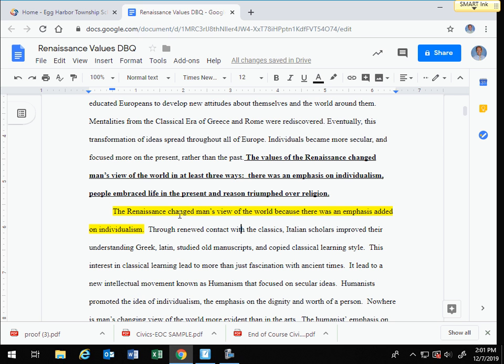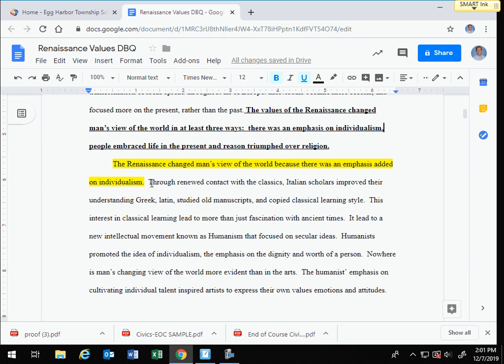All right. The Renaissance changed man's view of the world because, and rather than talking about the other elements, people embrace life in the present or reason triumphed over religion, we're focusing on the emphasis on individualism. So we've got our topic sentence. So I know that this paragraph is going to be about a renewed interest on the individual over religion.